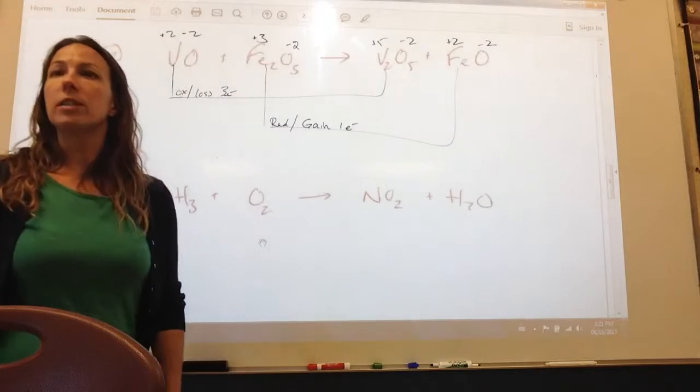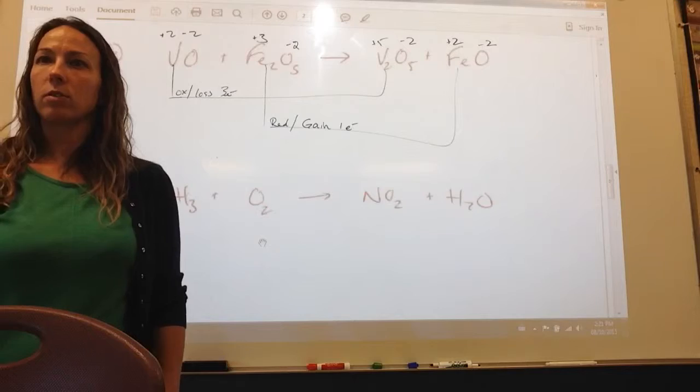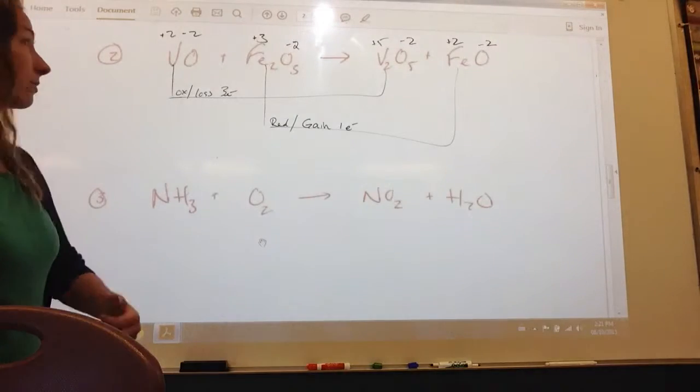Remember, if the number itself is reduced, then it is reduced and gains electrons.